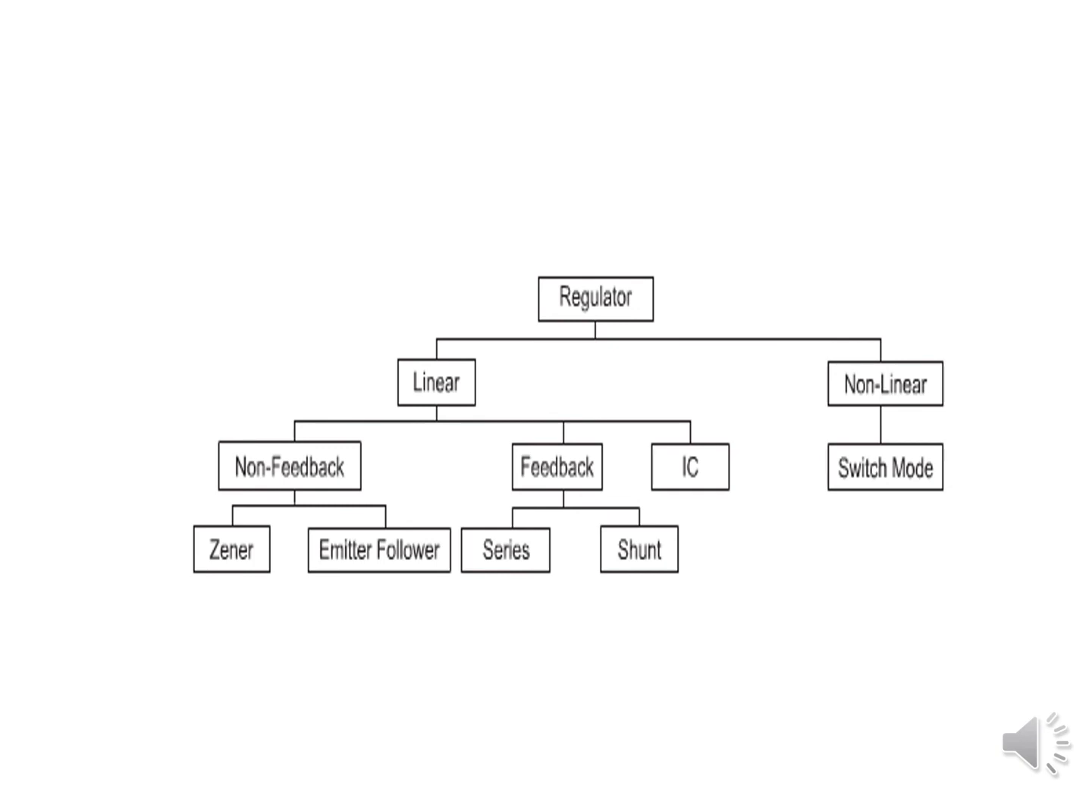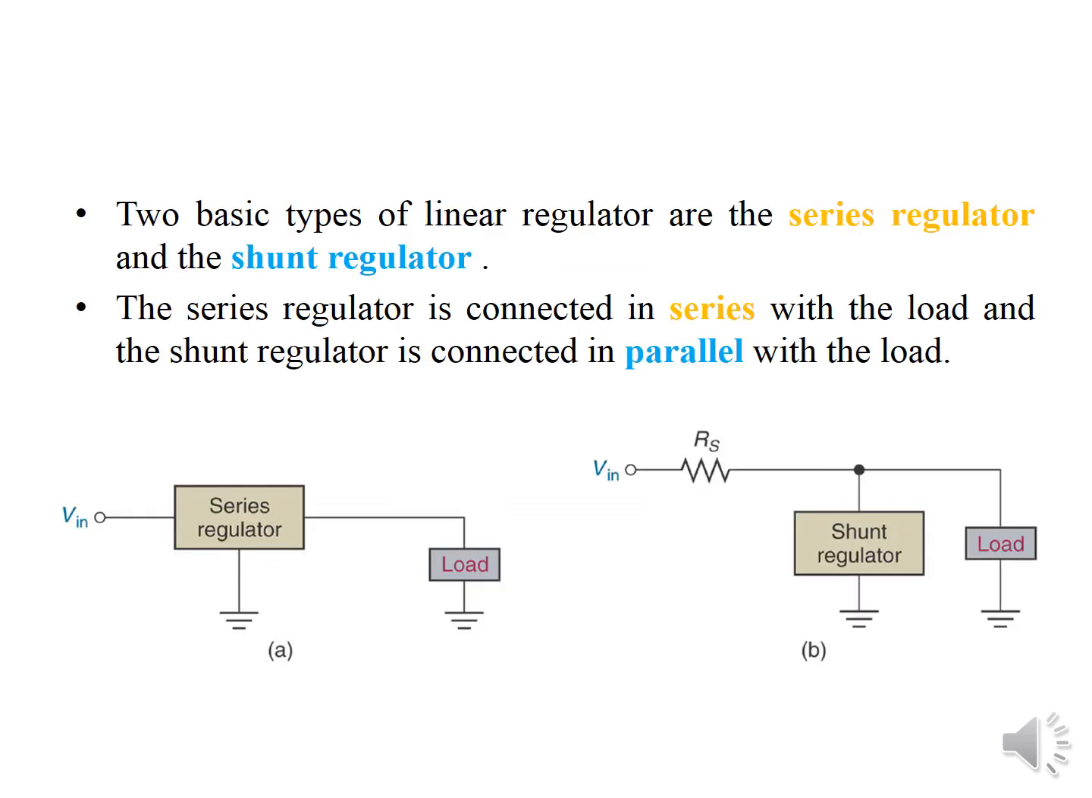Non-feedback means there will not be any feedback in the case of the Zener regulator as well as the emitter follower regulator. Feedback means there will be a shunt regulator as well as a series regulator. These two types of linear regulator we call the series regulator and the shunt regulator. The series regulator is connected in series with the load, and the shunt regulator is connected in parallel with the load.